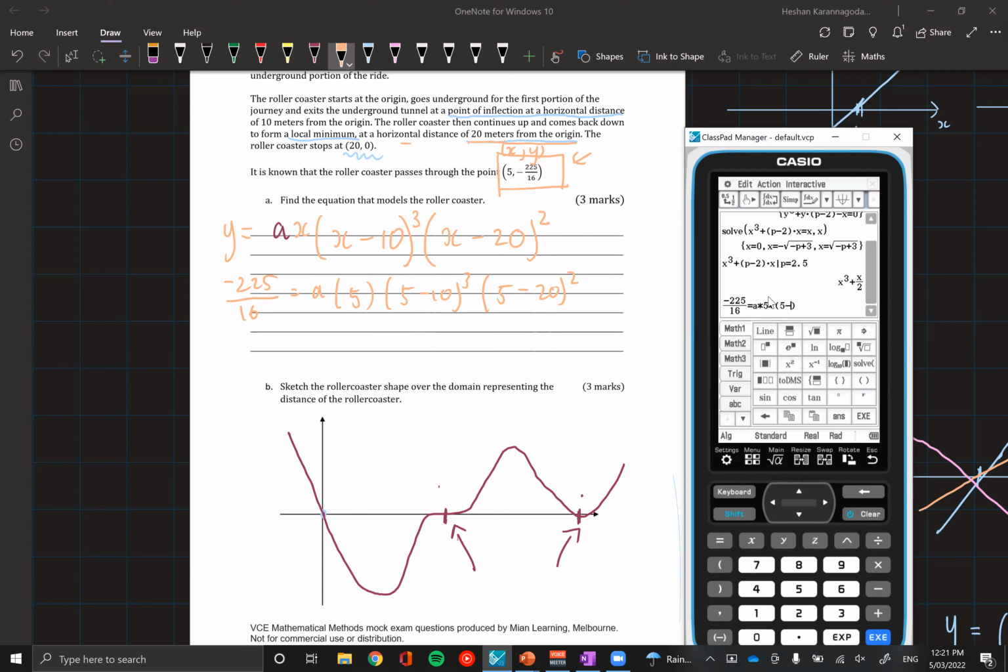This is 5 minus 10. Honestly, I would use my other calculator for something like this. No, just do it in your head, bro. It's easy. In the multiplication here, I think your bracket's just wrong for 5 minus 20 as well. Oh yeah, the square should go on the outside.